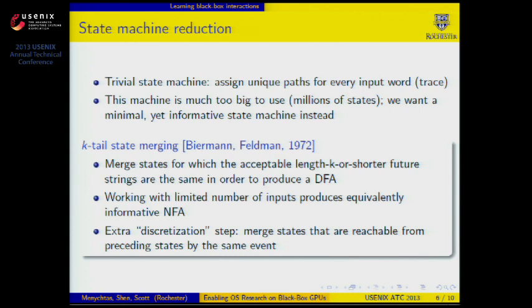For this purpose, we use state machine reduction, and in particular, we select the k-tail state merging algorithm. I will not be getting into details about how the algorithm works, but in principle, it merges states for which the future events of length k or shorter are the same, in order to produce a DFA. The DFA that the algorithm produces is actually the precise description of the state machine that governs the input. The difference is that in practice, we don't necessarily have the amount of input that the algorithm requires. So instead, our implementation produces the equivalent and more informative NFA.